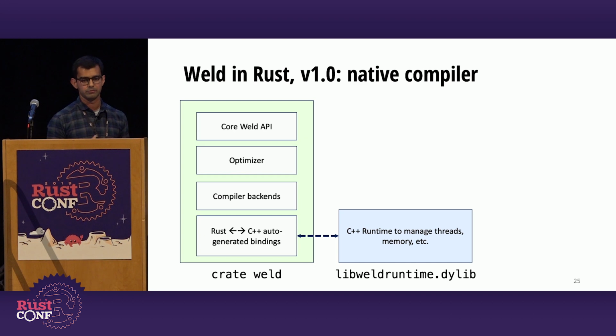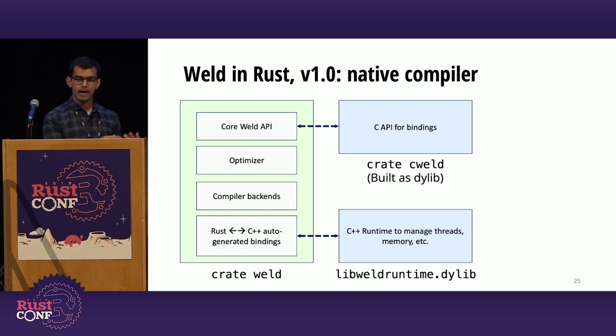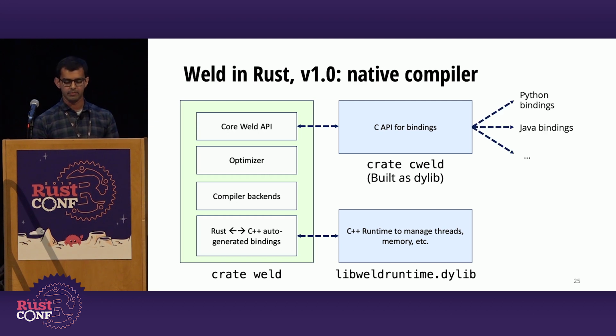So to begin with, just because we were trying things out, we decided to keep the C++ runtime to do things like thread management and memory. And we basically just had some thin bindings between the main compilation part and the actual runtime part. To build bindings that we had from before, so we had bindings for Java and Python, we basically built a C API, and I'll talk a bit more about how we did this in a few slides. And then these C API bindings basically just mapped into our existing bindings for languages like Python and Java.